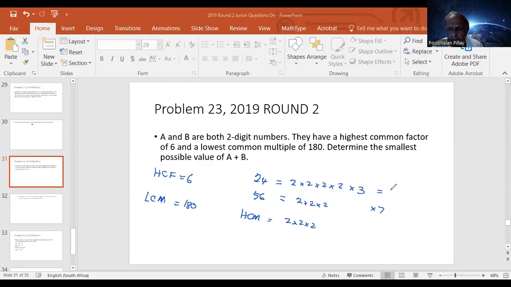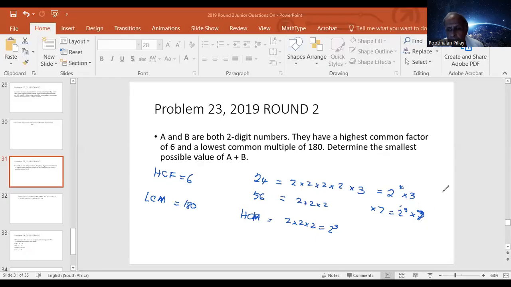Now if you write this as 2 to the power of 4 times 3, that's another way of writing it. This will be 2 cubed times 3, 2 cubed times 7. Then what you are doing is you say the HCF is actually 2 cubed. So it's the smaller of these two powers which occur here. 2 to the 4th, and this is 2 cubed. So HCF is the smaller of these two powers.